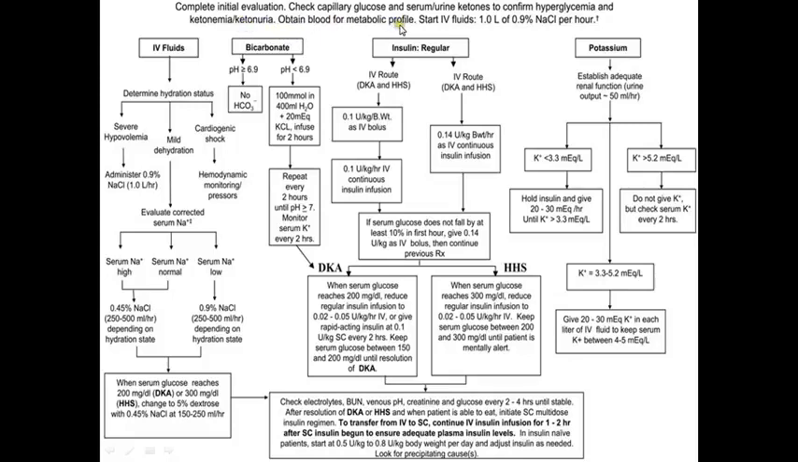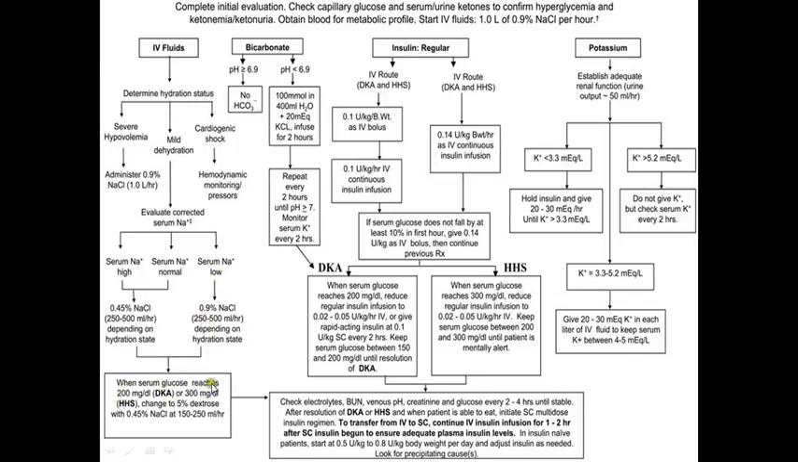Obtain blood for metabolic profile. Start IV fluid, 1 liter of 0.9% sodium chloride per hour. So you give IV fluid, you determine the hydration state. Severe hypovolemia, give 1 liter of sodium chloride. Mild dehydration, evaluate corrected sodium, serum sodium high or normal, then give 0.45% sodium chloride. If it is lower, then 0.9%.